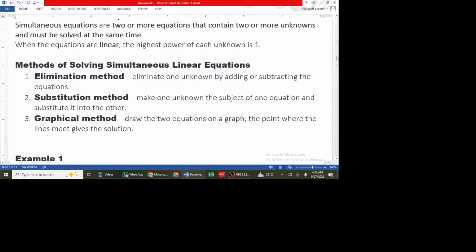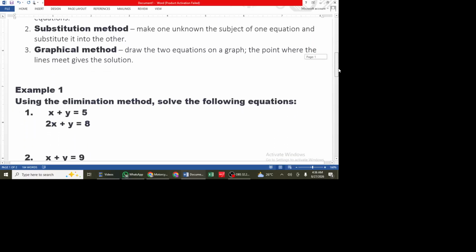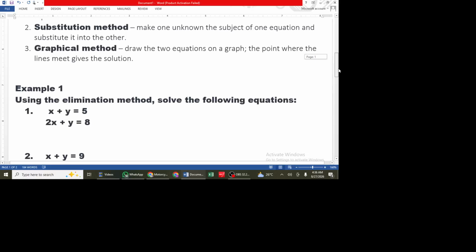Now we are going into examples. Example 1, using the elimination method. Don't forget, the elimination method is to get rid of one of the variables and substitute it into the equation to get the second variable. Let's look at example 1. We are given x plus y is equal to 5 and 2x plus y is equal to 8. Let's call the first one equation 1, then the second one equation 2.